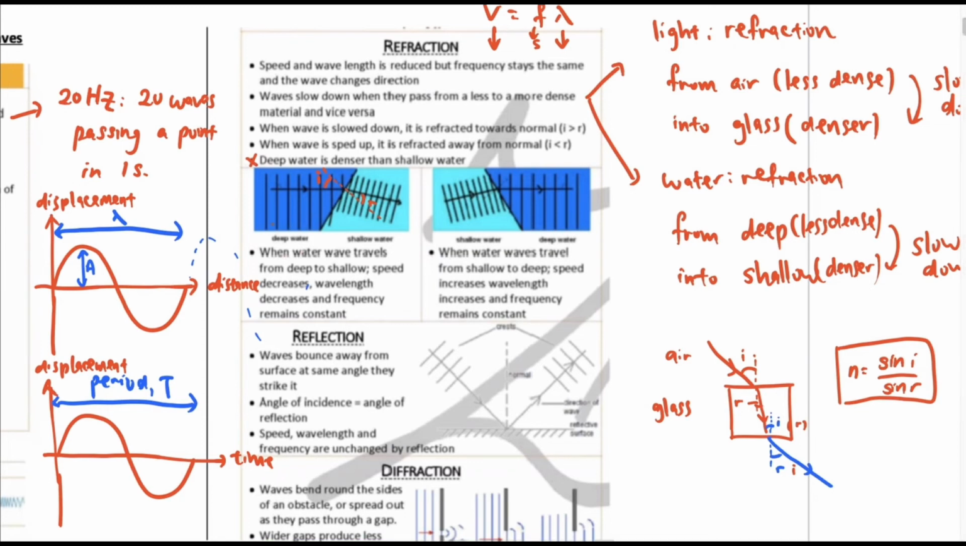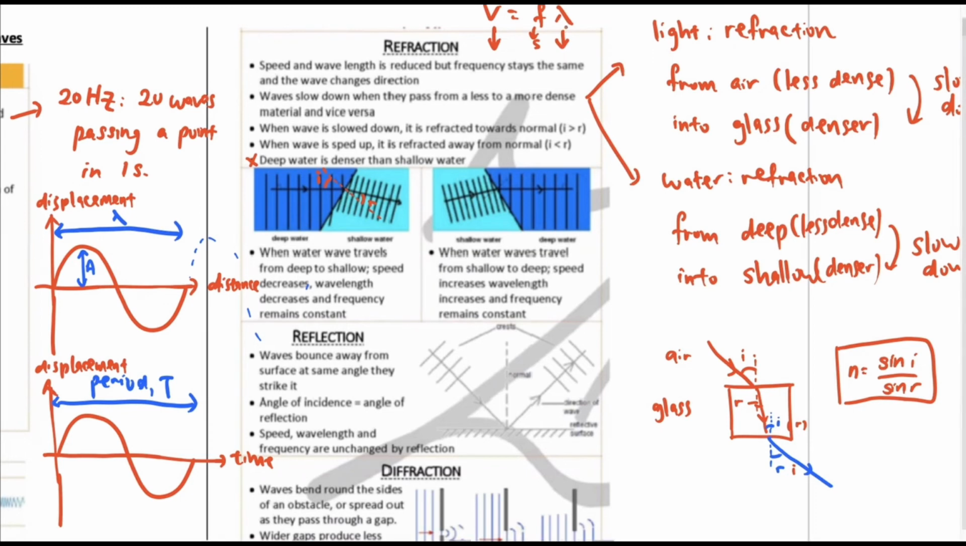Now let's see here. From deep to shallow. When a water wave travels from deep to shallow, speed decreases. So deep to shallow, slow down, speed decreases. Which is true. Wavelength decreases. So here, wavelength decreases. Frequency remains constant.